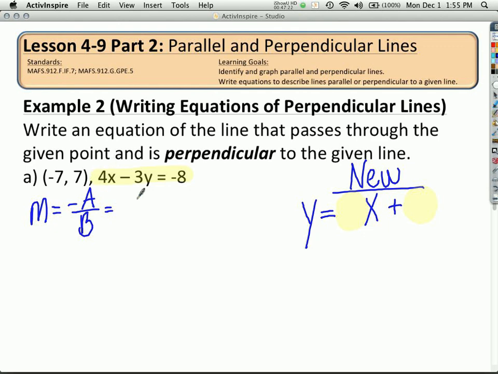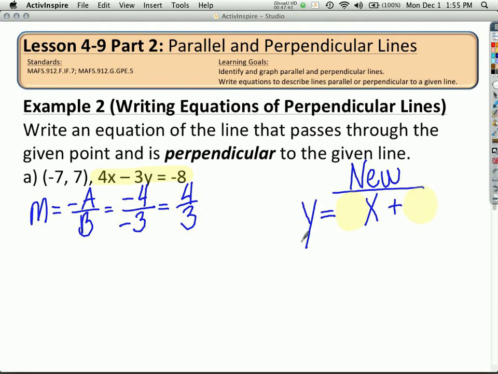A is 4. Opposite of 4 is negative 4. B is negative 3. Now put it in simplest form. Negative over negative means positive, 4/3. So the slope of this line is 4/3. But we are going to write a perpendicular line.